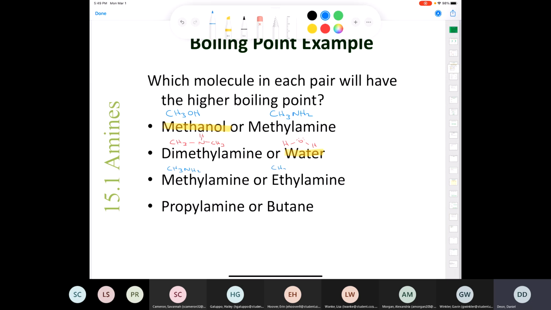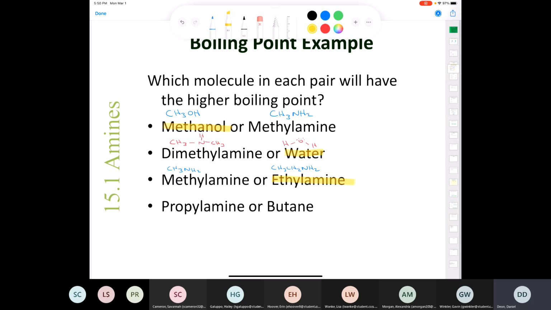And ethylamine would be this. Oops. Now we kind of went over this on the last slide. And the compound that's longer is going to have more intermolecular forces, and therefore it's going to have a higher boiling point, right? Just increased London forces.